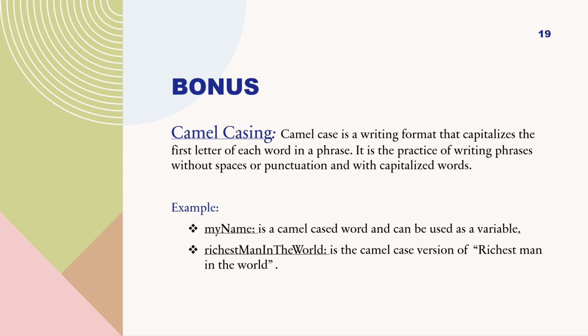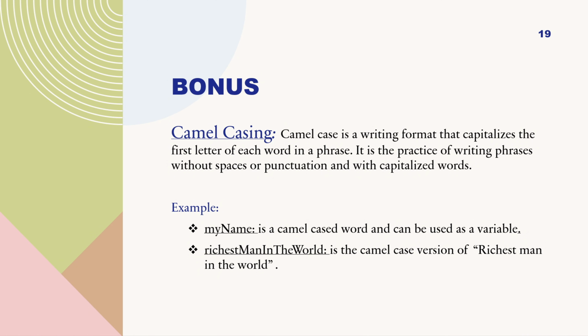So guys, here is a small basic topic which is not given in our textbook actually, but I'm trying to explain this to you. This is known as camel casing. Camel case is a writing format that capitalizes the first letter of each word in a phrase. It is the practice of writing phrases without space or punctuation and with capitalized words. As we have seen many times, when we try to use two words, we place an underscore or a hyphen in between them. But in the programming world, we use this term called camel casing, which is a writing format. You can see two examples here.